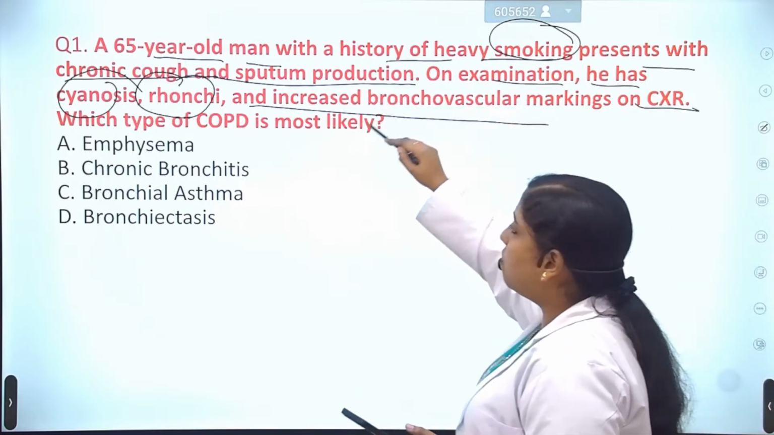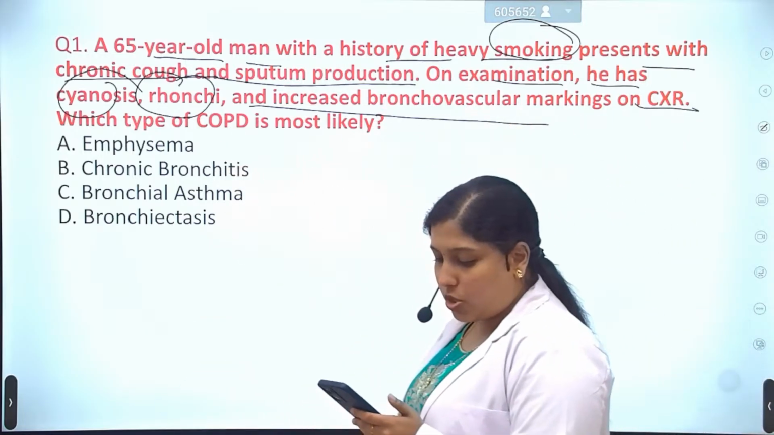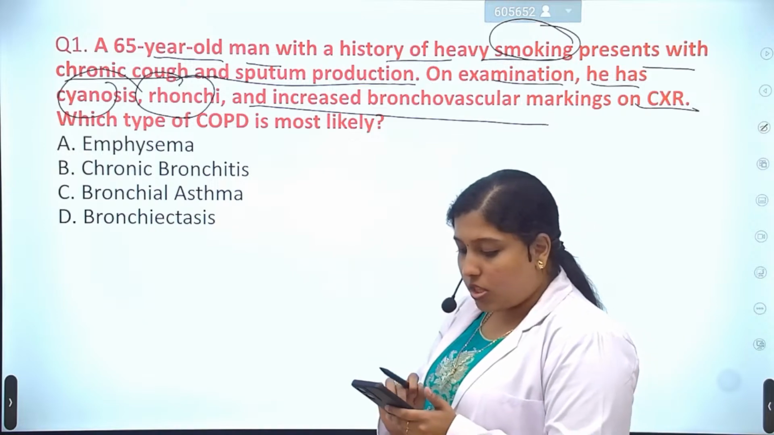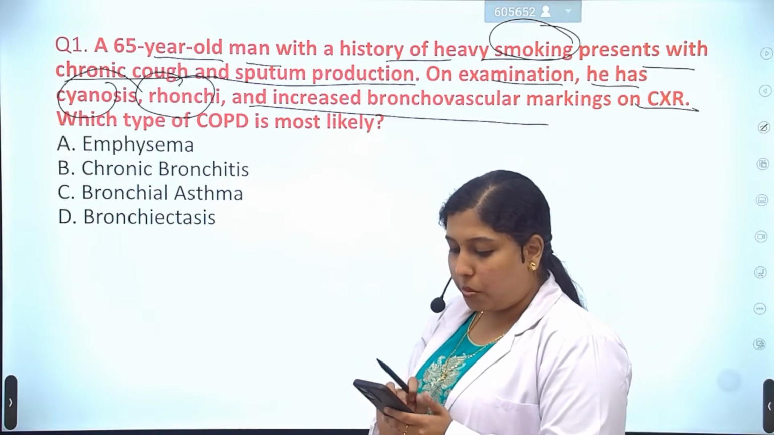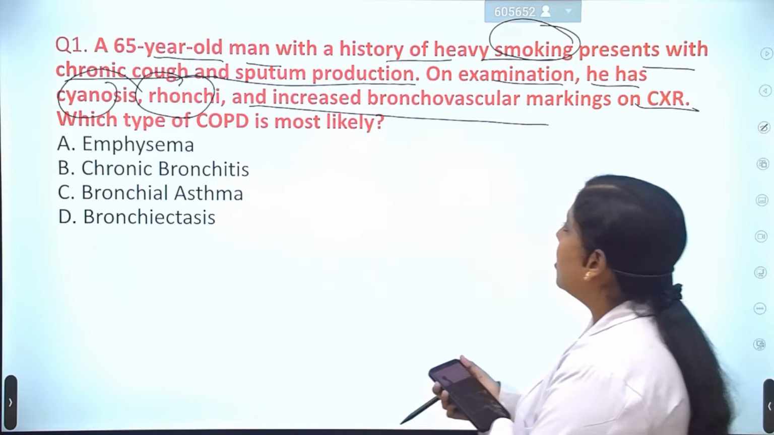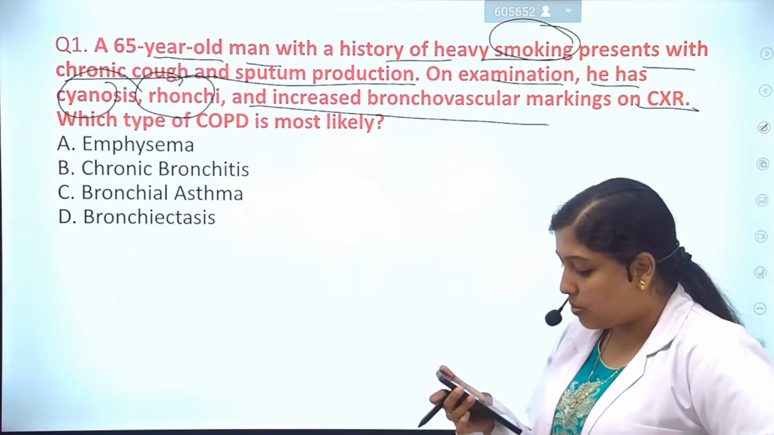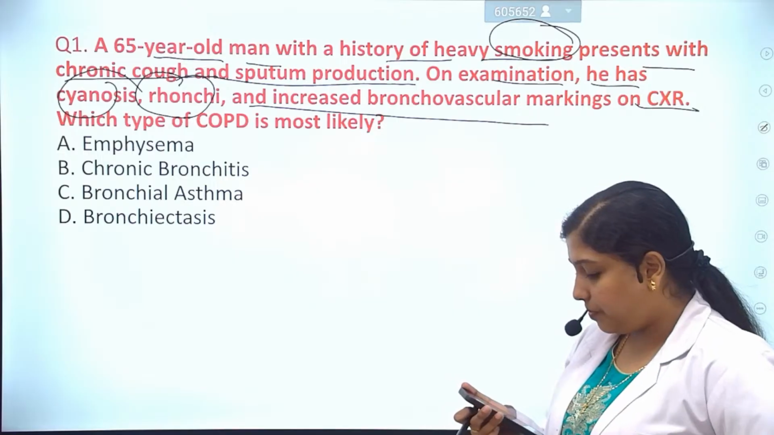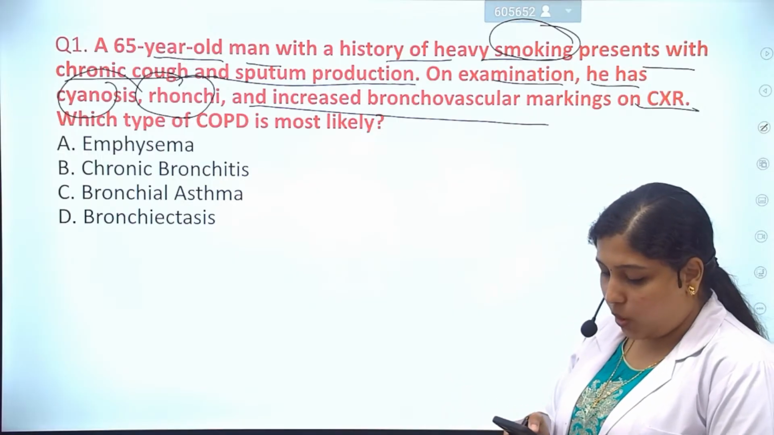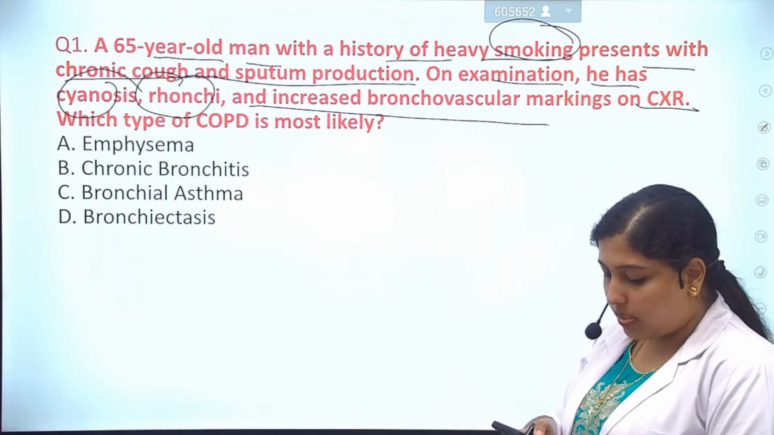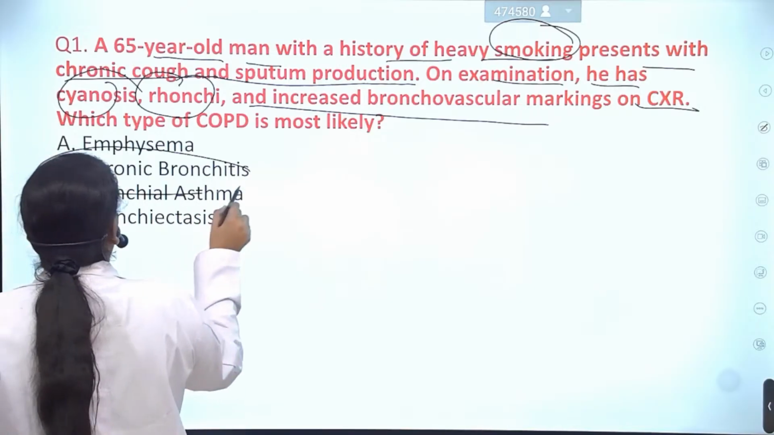So which type of COPD is most likely to happen? Yes, now tell me the answer. Which type of COPD is the answer for this? Either emphysema, chronic bronchitis, bronchial asthma, or bronchiectasis. Yes, I want everyone to actively answer. Chronic bronchitis is the correct answer.